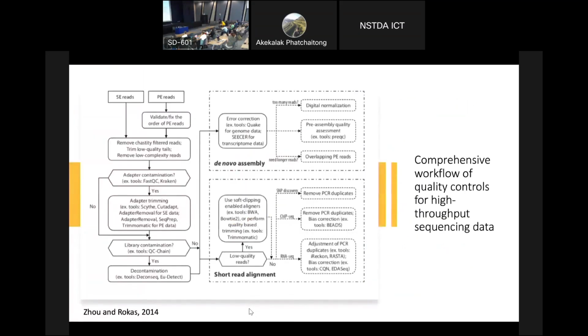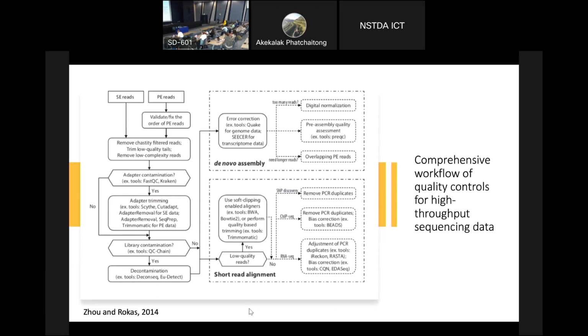Now, in terms of quality control, this is a very nice Q&A stepwise workflow where you can ask certain questions. If you say yes, then you go this way. If you say no, you go that way. This helps you evaluate whether what you have is of reasonable quality. If not, then what can you do? These are standard steps that you should go through. These ones are optional depending on what you end up doing, whether you do de novo assembly or short read alignment.